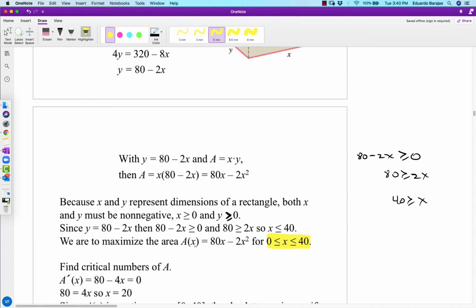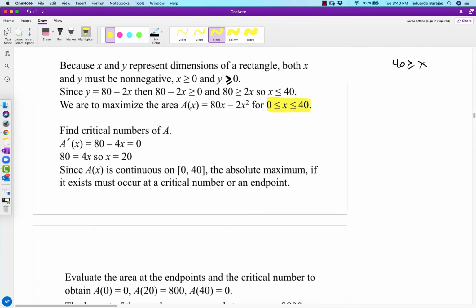And that's the equation that we want to maximize, right? Area needs to be maximized as a function of x. To do that, we find the derivative. So A prime of x is going to be equal to 80 minus 4x. Then we have to find the critical numbers. Set it equal to 0 and solve. That's how we get that x equals 20 is the only answer. So now we just have to confirm that that's really our answer. Since A of x is continuous on 0 to 40, the absolute maximum, if it exists, must occur at a critical number or at an endpoint. Don't forget about the endpoints.